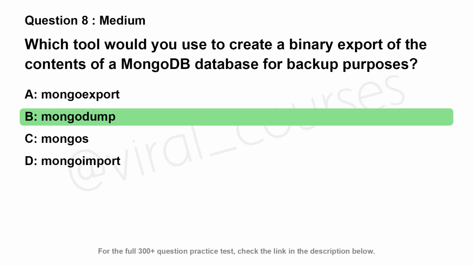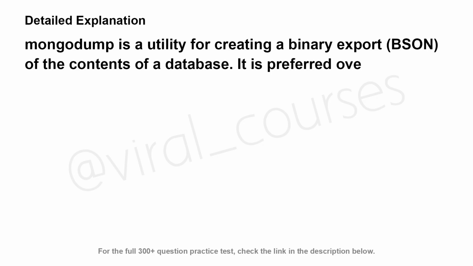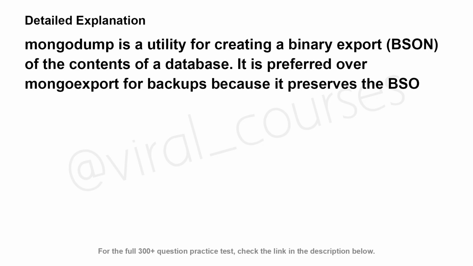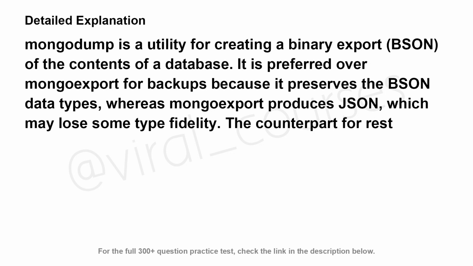The correct answer is B. mongodump is a utility for creating a binary export, BSON, of the contents of a database. It is preferred over mongoexport for backups because it preserves the BSON data types, whereas mongoexport produces JSON, which may lose some type fidelity. The counterpart for restoration is mongorestore.